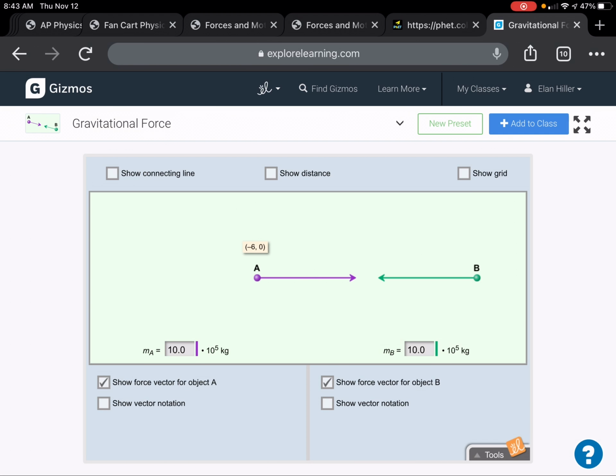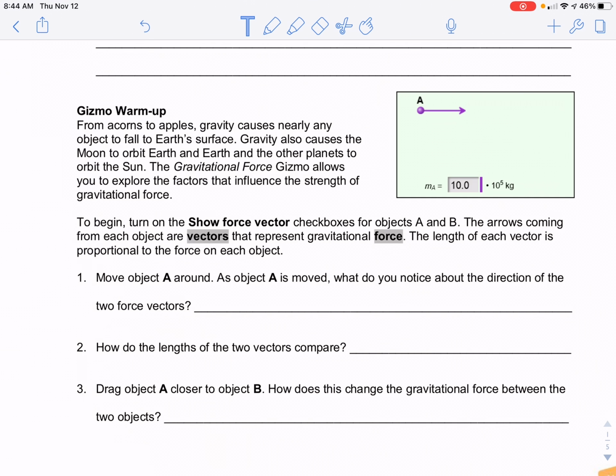Notice as we move object A closer to B, the arrows get longer, which tells you the gravitational force got stronger. Now you can see the gravitational force is still pointing towards each object, still equal in magnitude, okay? But we can see that it got longer, which means the gravitational force got stronger. Take a few moments to respond to questions 1, 2, and 3 about these observations. Pause the video to complete your questions.